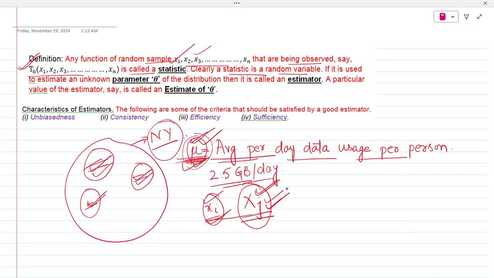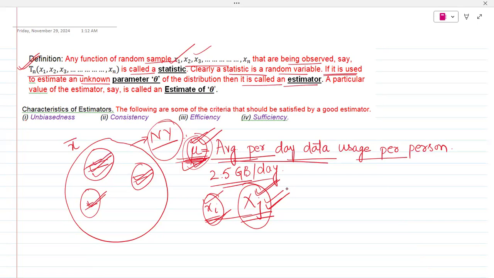So here, what is used? A statistic is used. If a statistic is used to estimate an unknown parameter, then it is called an estimator. For example, here I will try to estimate this average per day data usage mu with the help of x bar, meaning with the help of the sample average per day data usage of all these samples.